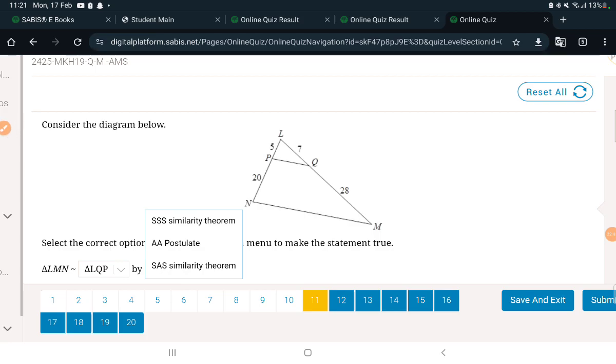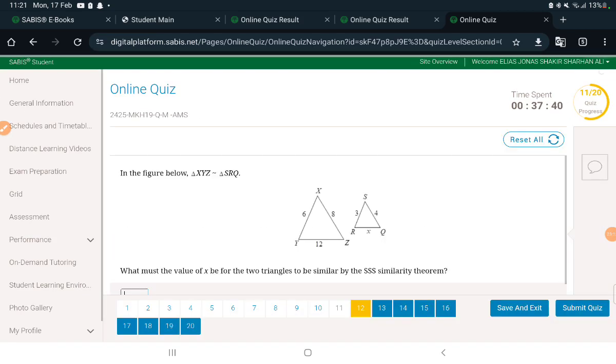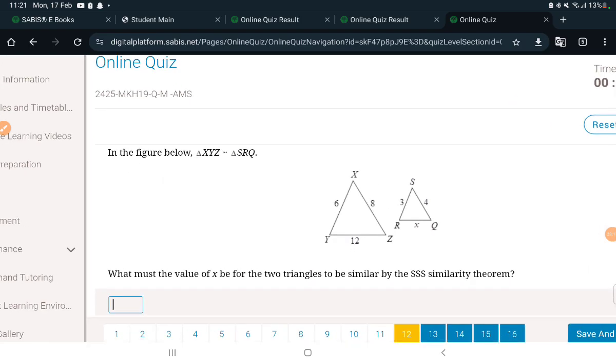And here there's an option of AA postulate. It can't be AA postulate because they didn't even give you two angles. They only give you one, which is L, because L is over here and L is over here. Where's the second angle? Q is not in the first one, M is not in the second one, N is not in the second one, and P is not in the first one. So it can't be a postulate. I think you guys understand the other question.